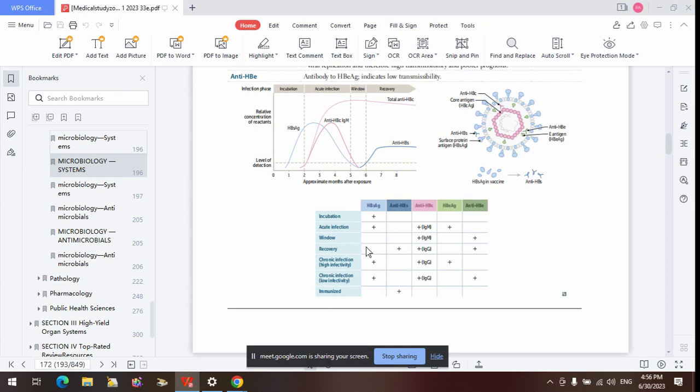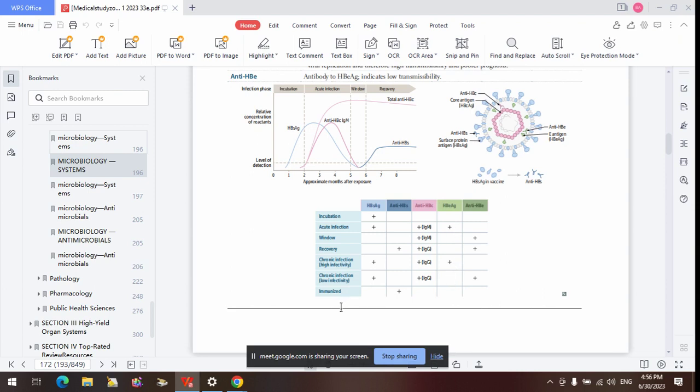So let's go to the chronic. HBs antigen is present for more than 6 months. The person will have produced antibody against the core too. The IgG will be there, and of course the HBe antigen too. That's chronic. For chronic low infectivity, the HBe antigen will not be there. So the person has a chronic infection, but a very little chance of transmitting it because of the low HBe antigen, so low infectivity.